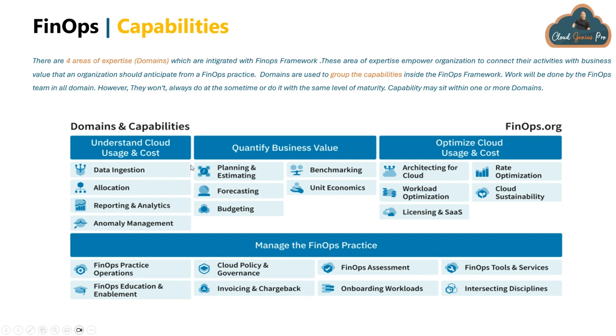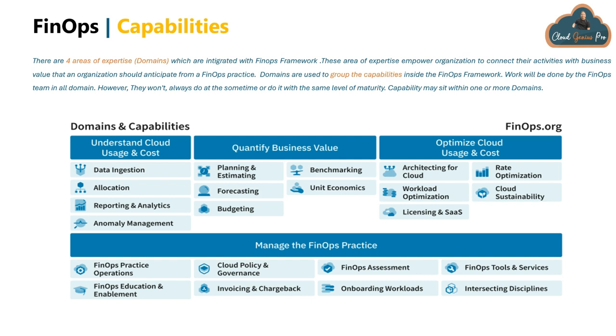We will talk about each one in a few seconds, but you need to understand that capabilities are grouped under the domain. If anybody asks you whether the domain or the capability is at the top level of the hierarchy, it is the domain. Under a domain, multiple capabilities are there. So a domain is a grouping of multiple capabilities, and a capability is nothing but the actual activities which the FinOps team is going to execute on the ground.